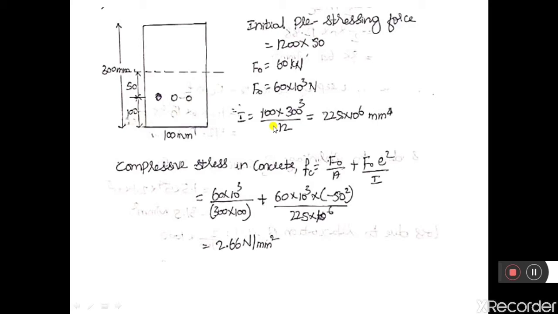I is the moment of inertia, bd cube by 12. So 100 into 300 cube by 12 gives 225 into 10 to the power of 6 mm to the power 4. Therefore, the compressive stress in concrete, fc, is equal to F naught by A plus F naught e square by I. e is minus 50 because the eccentricity is below the centroidal axis and it is minus. Substituting the values of F naught, A, I and e, we get the compressive stress in the concrete with respect to the CG of the tension steel as 2.66 Newton per mm square.